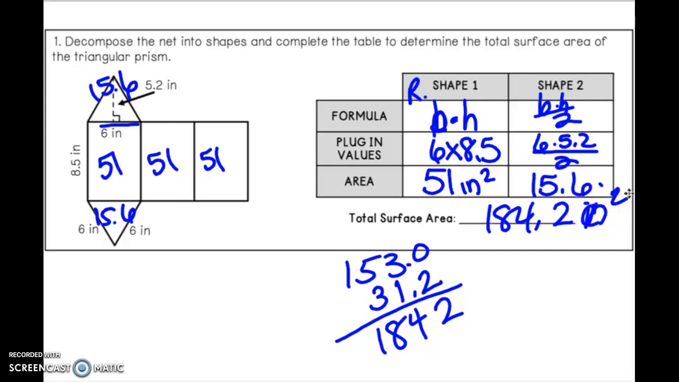Okay, so don't forget there are 3 of these and 2 of the triangles. I'm going to put the little code beside them.